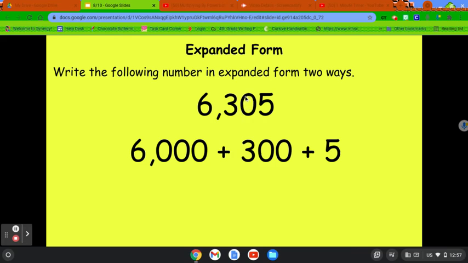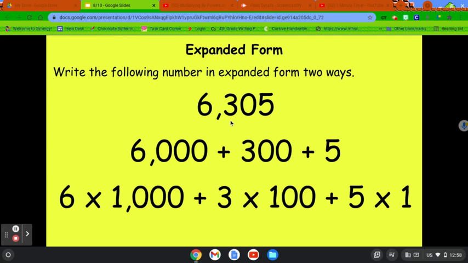Notice I skipped this 0 because 0 times 10, since it's in the tens place, is still 0. So we don't have to add that 0 into our expanded form because it will not change the value. We would still have 6,000 plus 300 plus 5, which is 6,305. But in fourth grade, if I wanted to write this number in expanded form, I would need to use multiplication. 6 groups of 1,000, or 6 times 1,000, plus 3 groups of 100, or 3 times 100, plus 5 groups of 1, or 5 times 1.